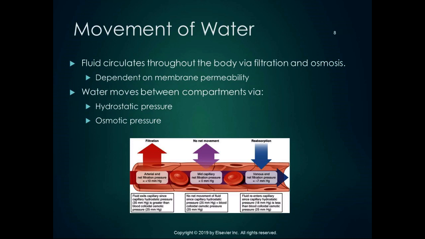The water or fluid circulates through the body via filtration and osmosis, and it's dependent on those permeable cell membranes that we have. Water moves between compartments via hydrostatic pressure and osmotic pressure. We can think of hydrostatic pressure as a pushing pressure, pushing water from one compartment to another. Osmotic pressure is a pulling pressure, pulling water into a vessel or into another compartment.